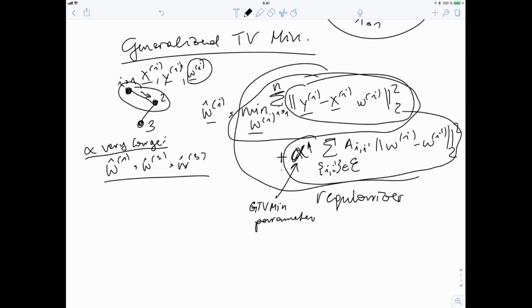Okay, but there might also be other applications where we don't want all model parameters to be identical. So here we could use a moderate value for alpha, and then we allow the different model parameters or different nodes to be a bit different.